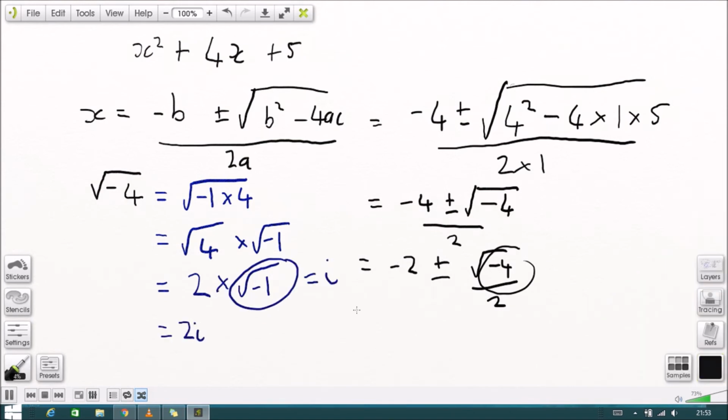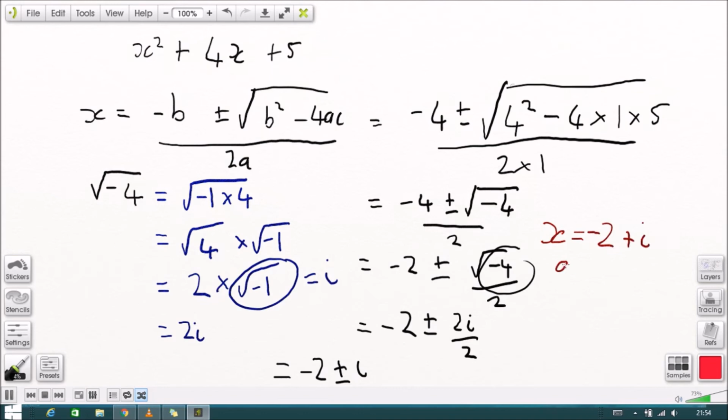So this means our quadratic formula will lead us to this point here. Negative 2 plus or minus 2i over 2, which is negative 2 plus or minus i. So our answers for x are negative 2 plus i or negative 2 minus i. So we have two roots still, they're just complex numbers.